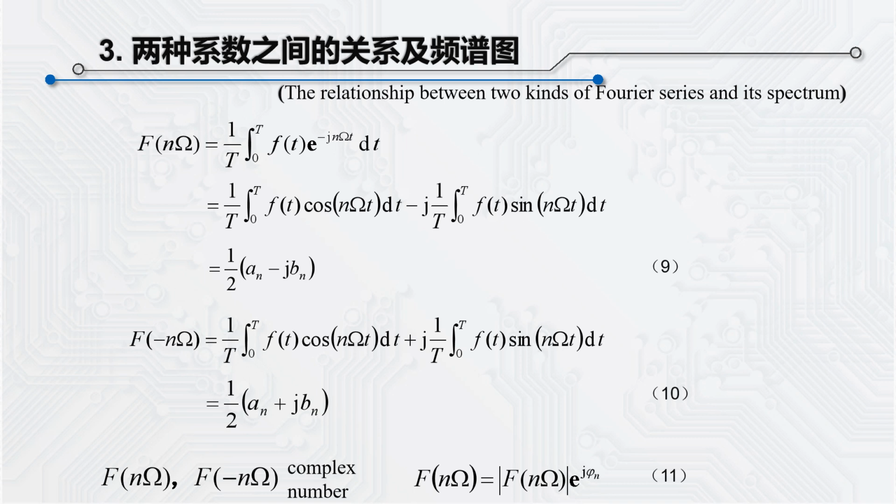According to the Euler formula, F(n omega) is equal to 1/2 times (an minus j bn). F(minus n omega) is equal to 1/2 times (an plus j bn). So between the two coefficients, they have a relationship of linear combination. F(n omega) and F(minus n omega) are complex numbers, so they can also be expressed by Formula 11. Here, the absolute value of F(n omega) is its amplitude, and phi n is its phase.